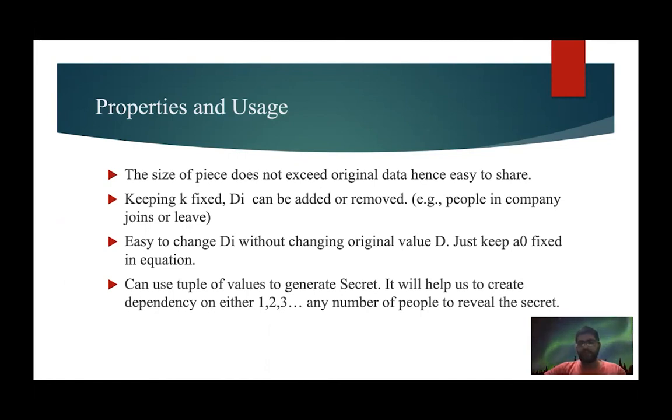We can use a tuple of values to generate a secret. It will help us to create a dependency on the number of people. Let's say I want that every time a secret is revealed, and let's say only a minimum of two people are required, but one of those people should always be the manager. It should always be the manager plus some other person out of that 10. So that kind of conditions we can also apply.